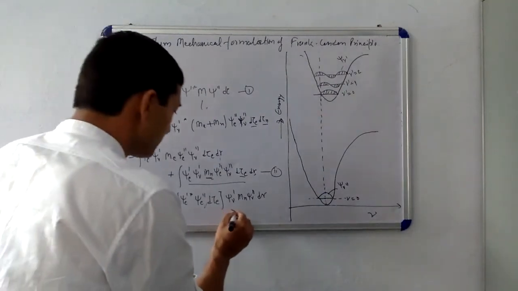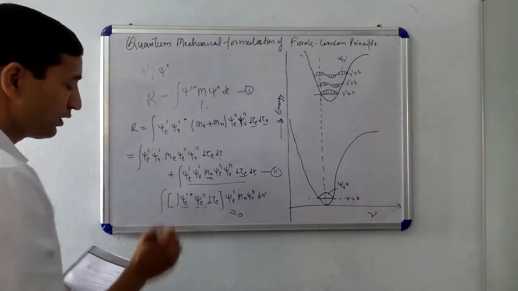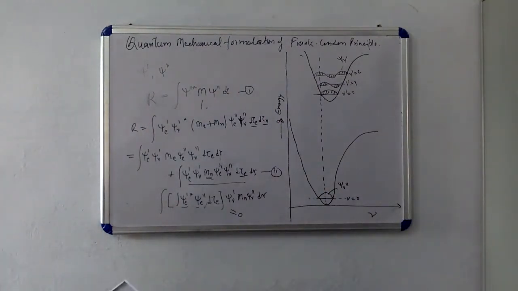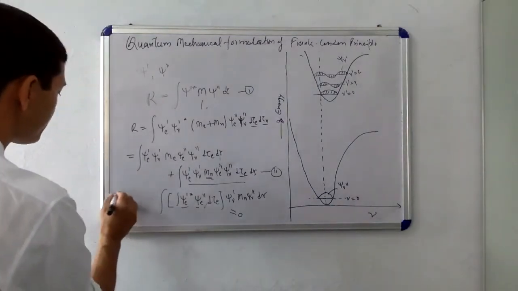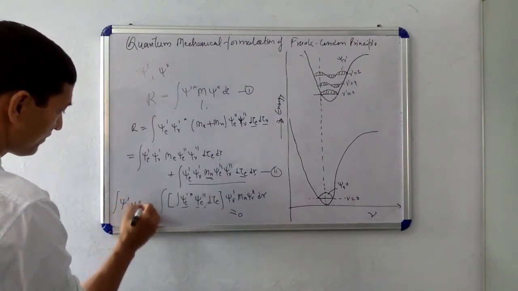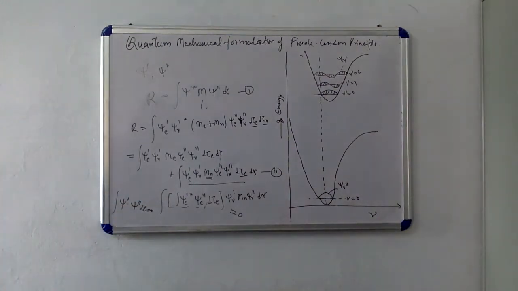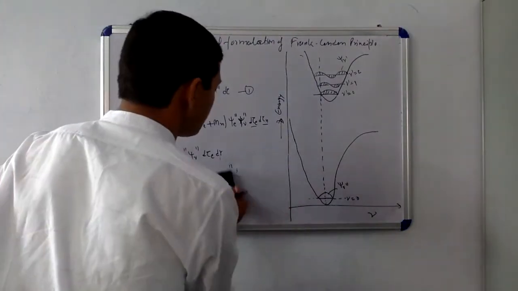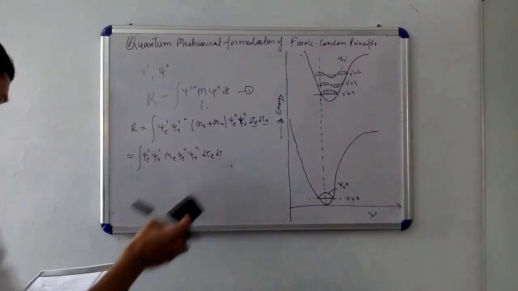Now this quantity is equal to 0 because we have two orthogonal states. The electronic wave functions belonging to different electronic states are orthogonal, because we know that the integral of psi prime psi double prime d tau is equal to 0 for orthogonal wave functions. So now we are left with the transition moment R in this fashion.